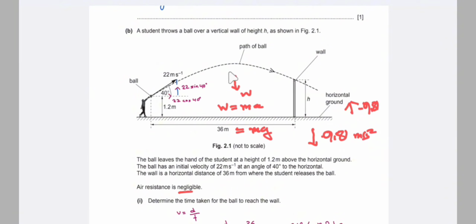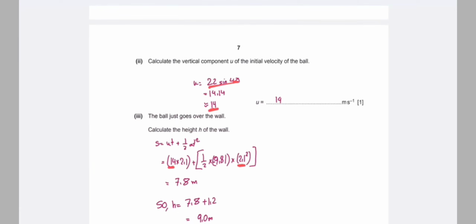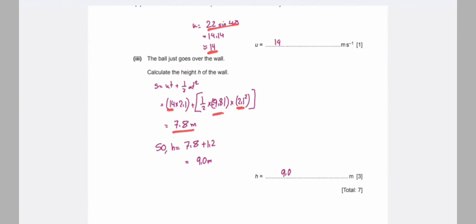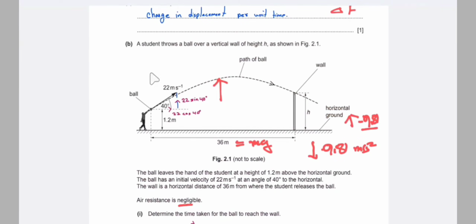Since here we can see that the ball is moving from this point upward, the acceleration is negative 9.81. So we need to consider acceleration as negative 9.81, and after substituting these values, we calculate the value of distance, that is s is equal to 7.8 meter. Now we calculate the distance as 7.8 meter, and this distance is from this point to this point, the vertical distance.